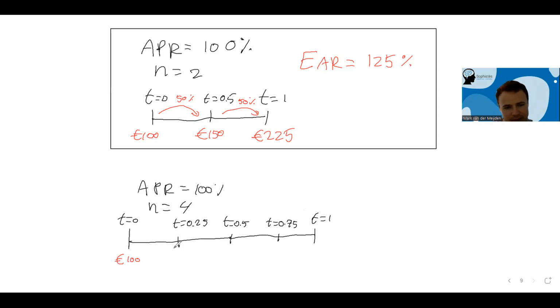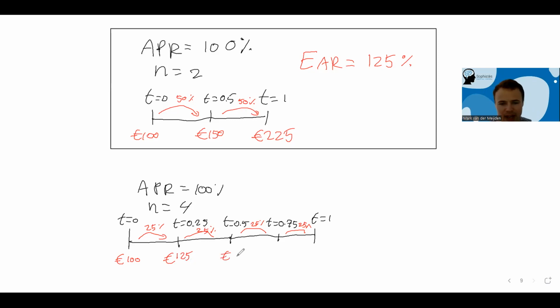Do you guys agree that if the interest is paid out 4 times a year, I get 25% for the first quarter, 25% for the second quarter, 25% for the third quarter, and 25% for the fourth quarter? So for example, after the first quarter, I end up with 125, right?